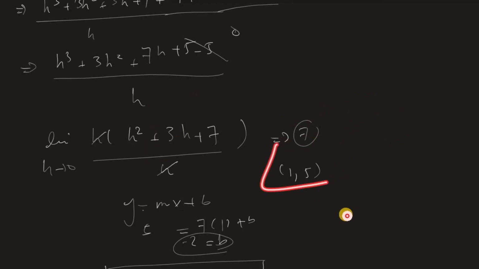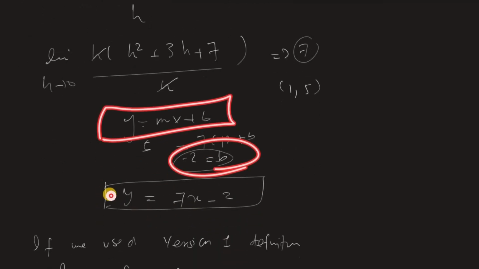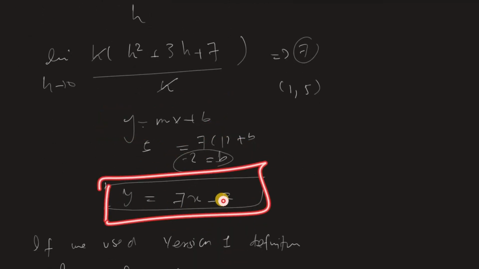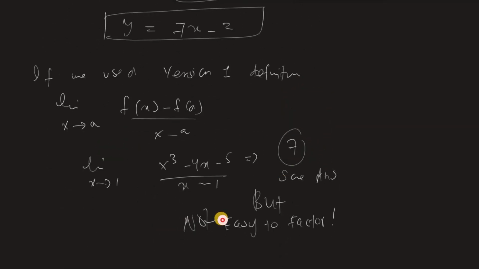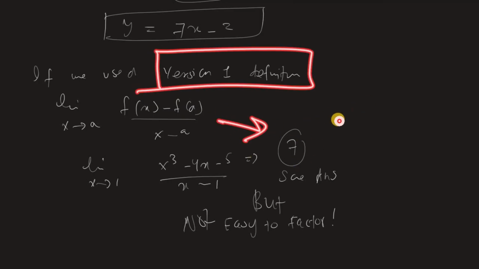Now the point that you're given is (1, 5). Since we were given this point, you simply plug it into the equation and you get negative 2 over here. So your final answer would be 7x minus 2, the equation of the tangent line. If we used the first definition, we would get the exact same result.